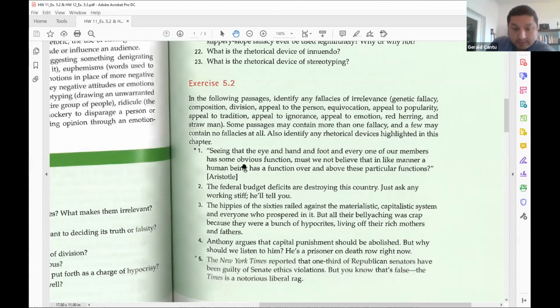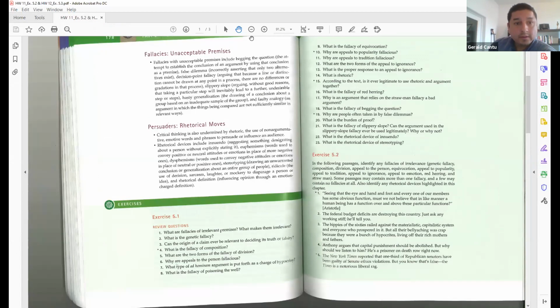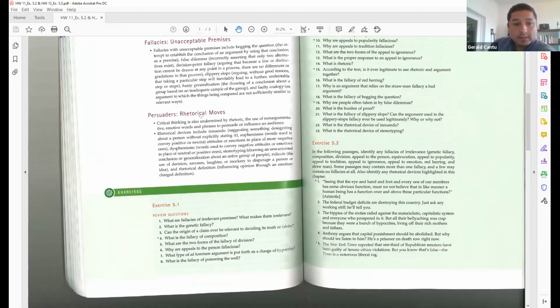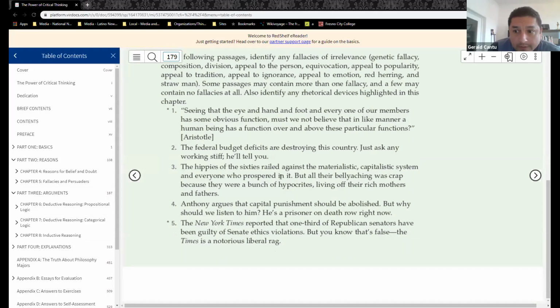Okay, hold on one second here. Let me figure out how to turn the page. Okay, I see. Okay, so moving on to the next one.